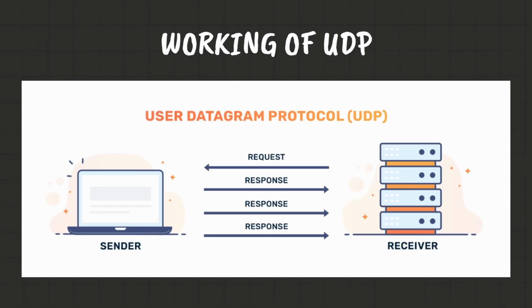So letters may arrive quickly, some may arrive late, some may get lost, and some may arrive out of order, but you don't care, as long as most of the important information gets through without too much delay. This works well for applications that can tolerate some data loss like video streaming, online gaming, DNS lookups, etc.